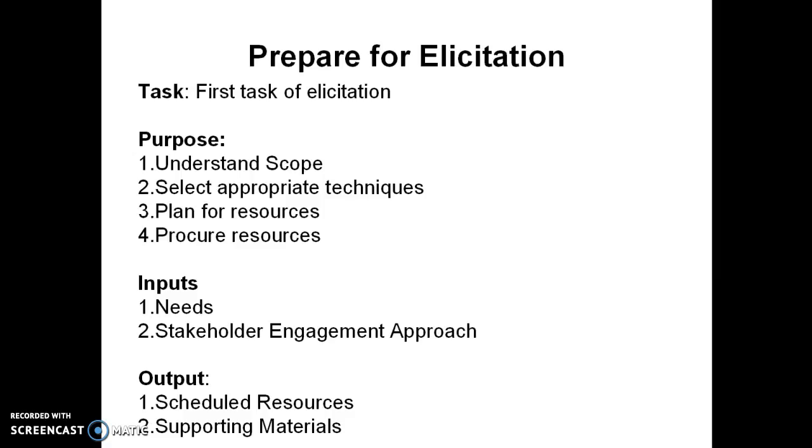Two of the outputs, according to the BABOK 3.0, are: 1. Scheduled resources. This includes the participants, the location in which the elicitation activity will occur, and any other resources that may be required. 2. Supporting materials. That is, any materials required to help explain the techniques used or perform them.